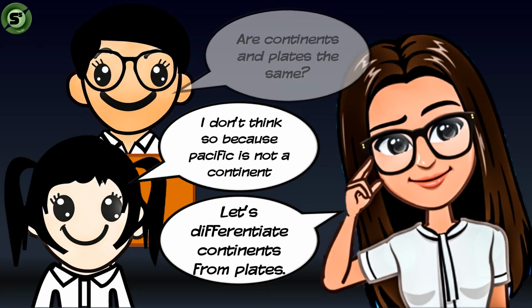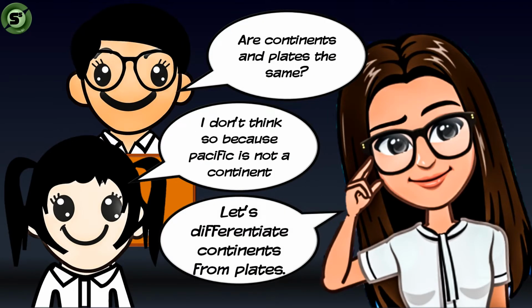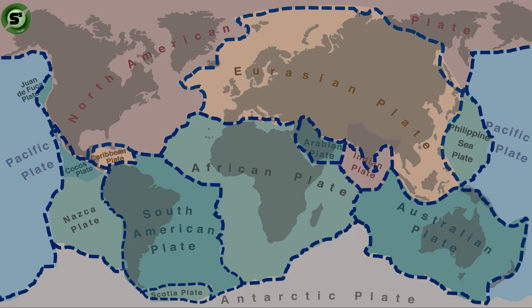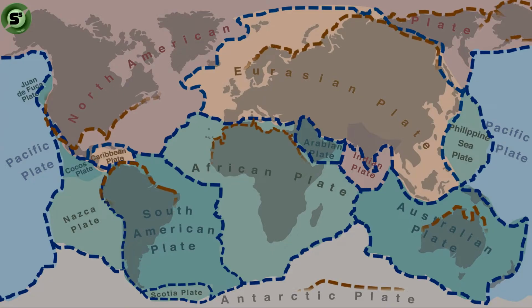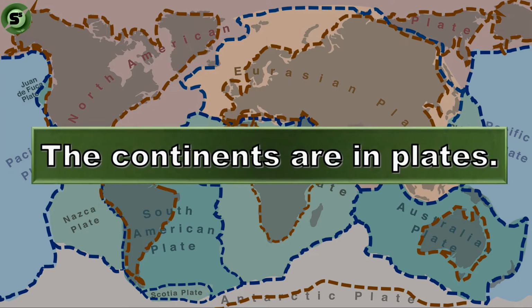Tectonic plates and continents are 2 different things. Except for the Pacific Plate, which carries ocean, all the other 6 major plates carry the continents. For you to picture it clearly, on this map, these are the plates. And the brown lines cover these land masses or the continents. The continents are in plates.